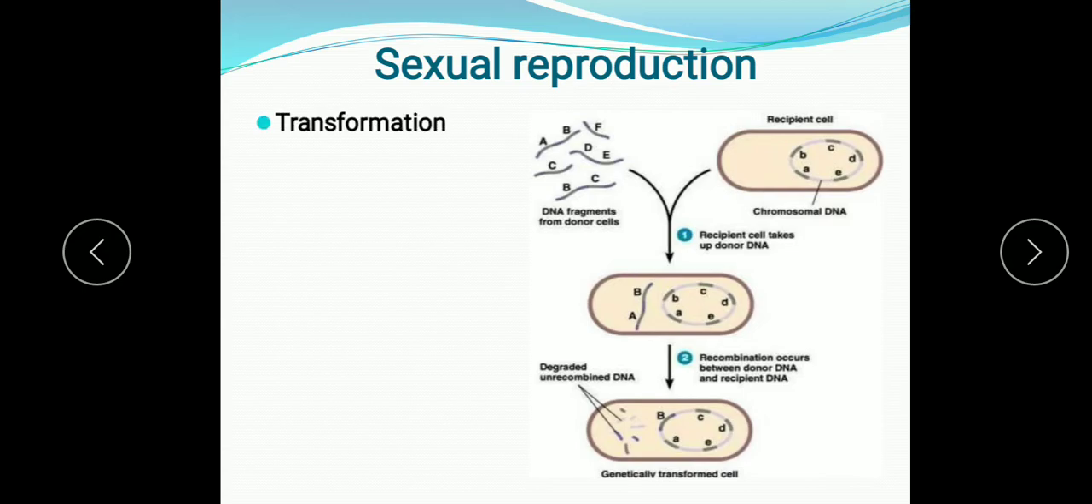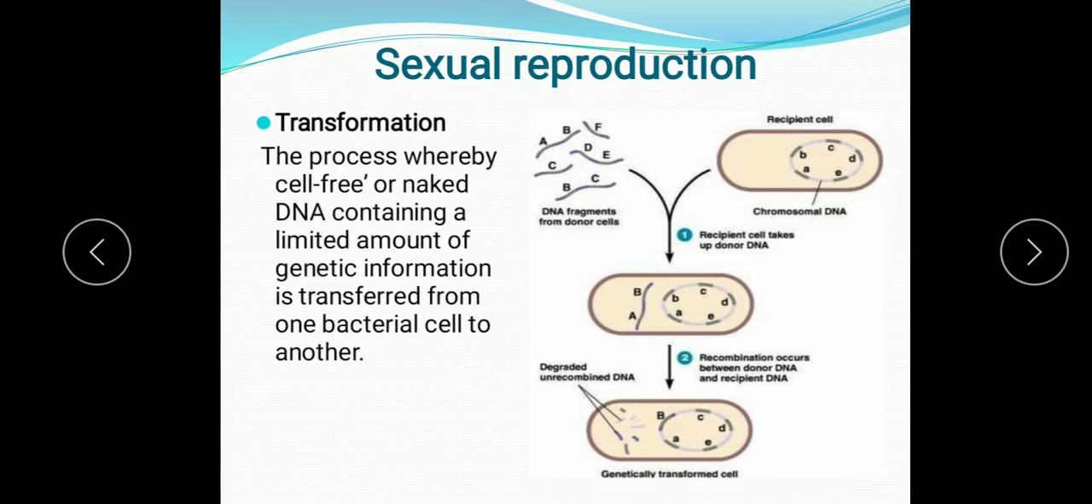The first method we are going to study is transformation. What happens in transformation? Transformation is the process whereby cell-free or naked DNA containing a limited amount of genetic information is transferred from one bacterial cell to another. This method was discovered by Frederick Griffith in 1928. He studied the bacterium Streptococcus pneumoniae. In this method, one bacterial cell directly absorbs the naked DNA from another bacterial cell.